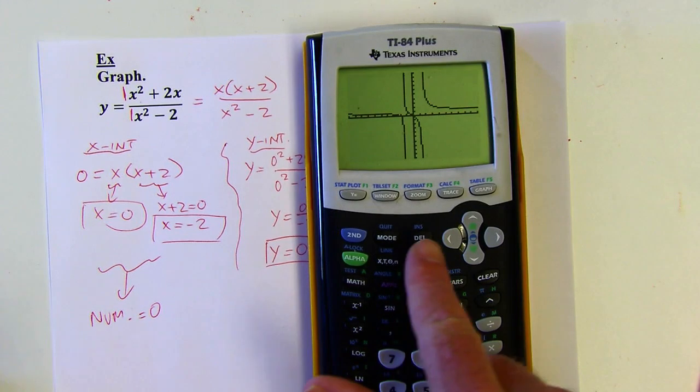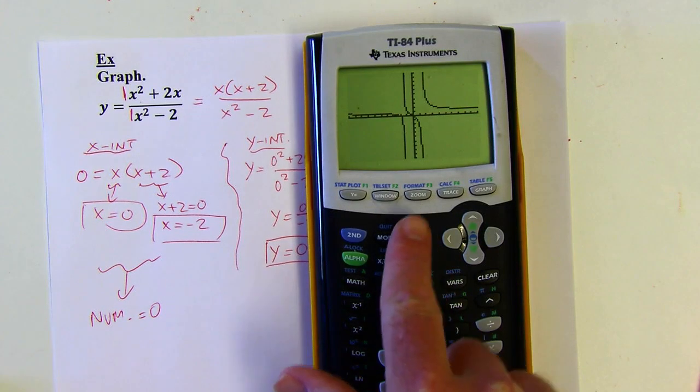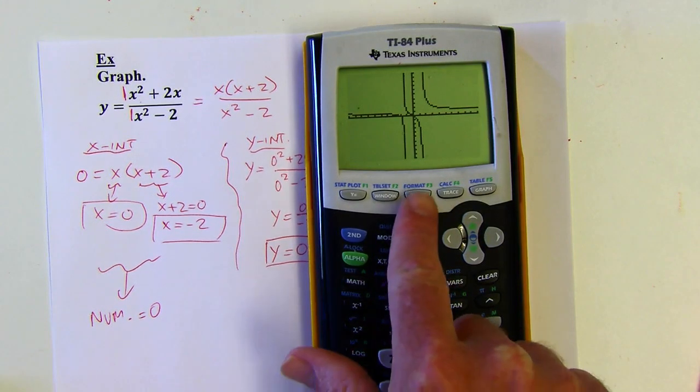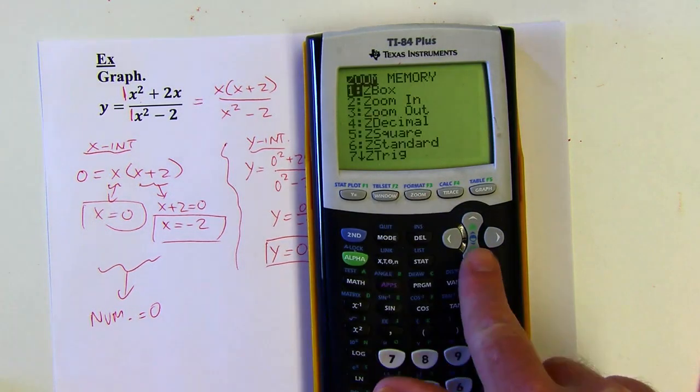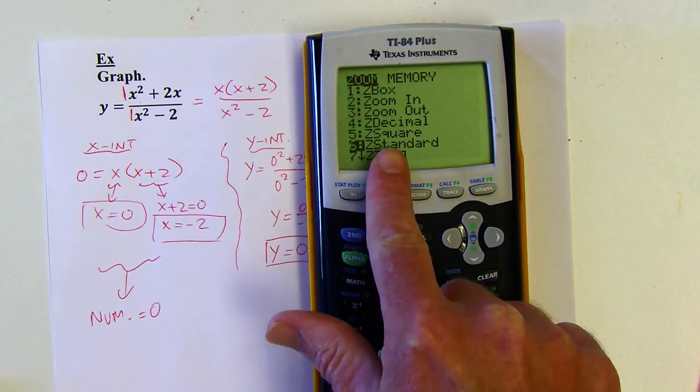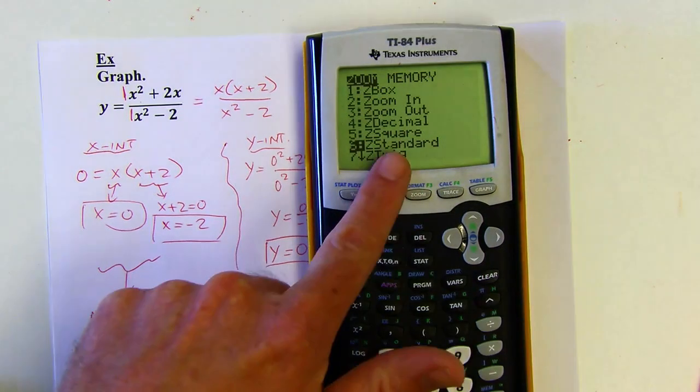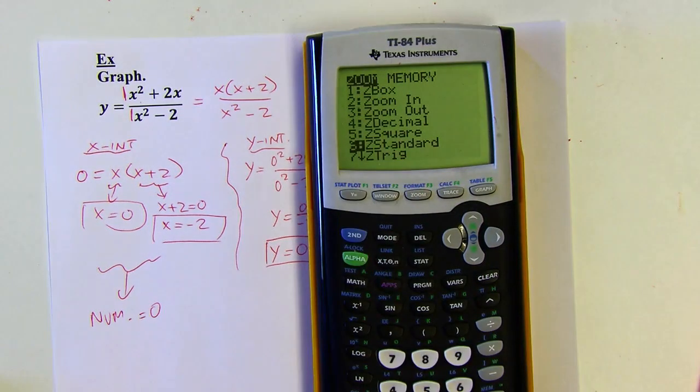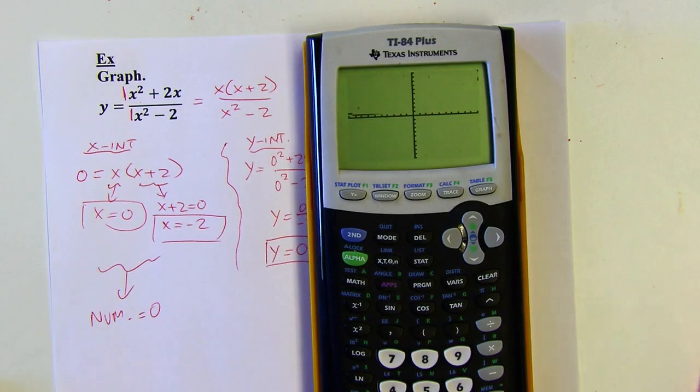This is the standard zoom. But if you had a weird zoom going, just hit the zoom button there and go down to zoom standard, and that will give you 10 ticks in each direction. That's usually a good place to start. So I just hit enter on that, and it'll draw it again there.